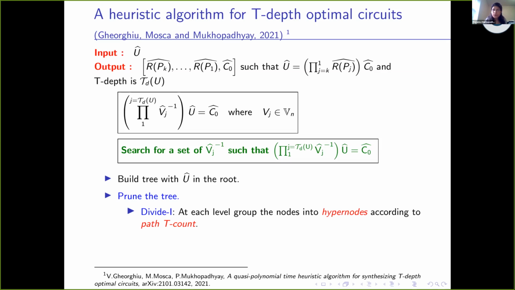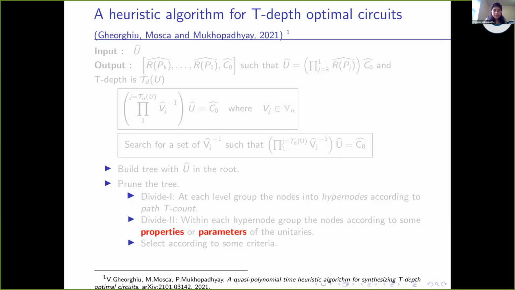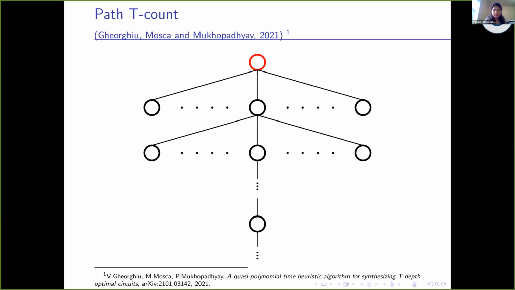This time, we have two kinds of division. In the first kind of division, at each level, we group the nodes into hypernodes according to path Tcount. Then within each hypernode, we group the nodes according to some properties or parameters, and we select according to some criteria. The properties are SDE and change in Hamming weight. Now, let me describe what a hypernode is and what the path Tcount is.